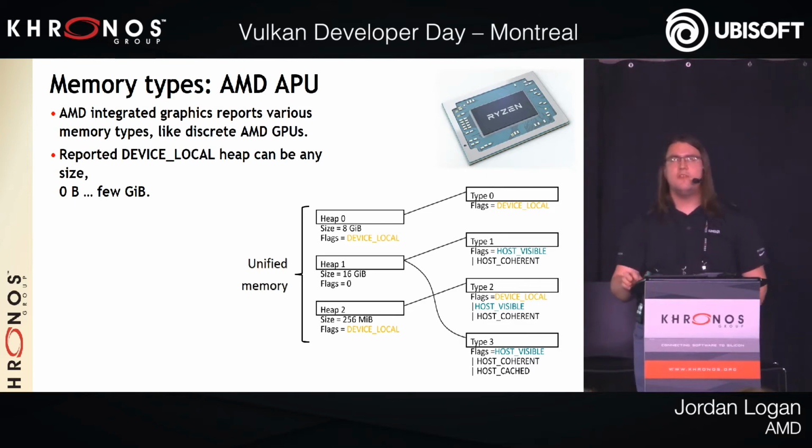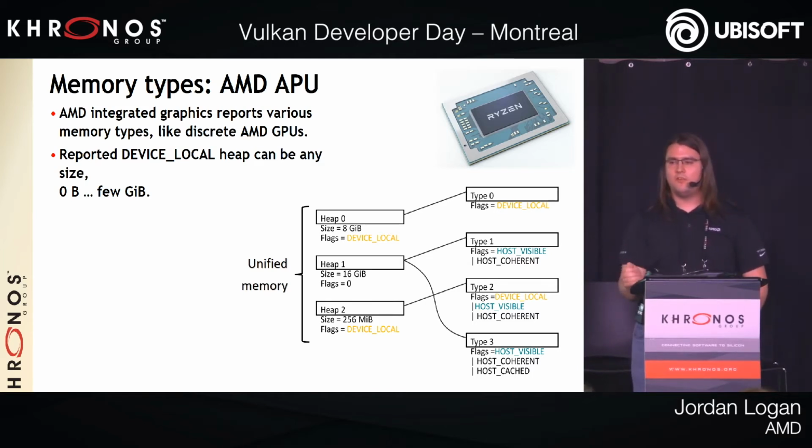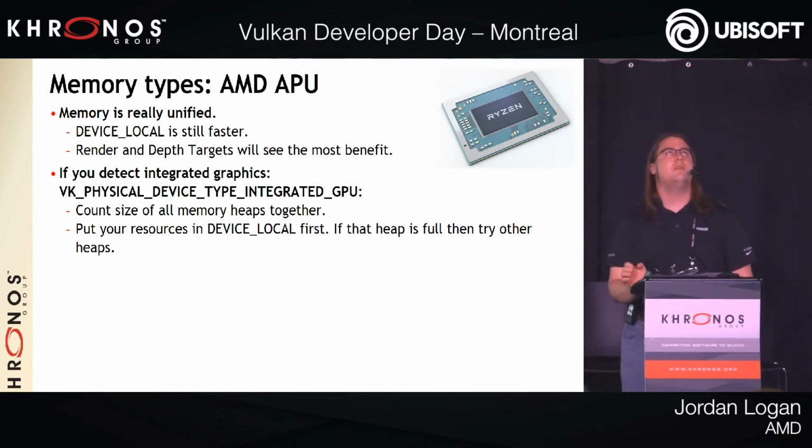We also have AMD APUs, and these are a little weird, so I wanted to put this last. First off, you'll notice that it has the exact same heap and type structure as our dedicated GPUs, because certain portions of the memory are actually faster. One thing you should note, though, is that the device local heap could actually be reported as being 0 bytes on some configurations. So the memory is actually really unified. It's all coming from your DRAM, but there is a portion of that memory that is much faster, and we report that back as the device local. And for this memory, you want to put all your depth and render targets in there, as they see the largest benefit from the increased speed.